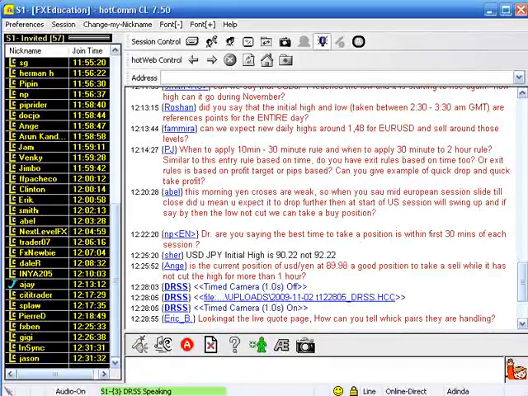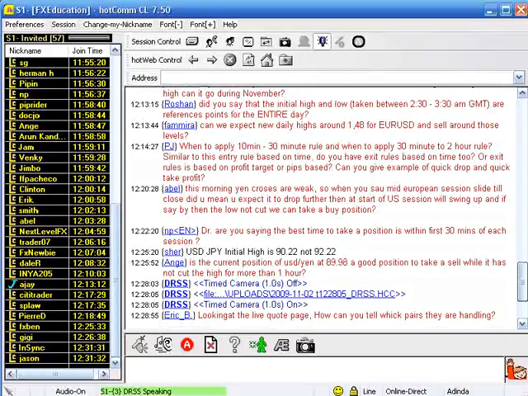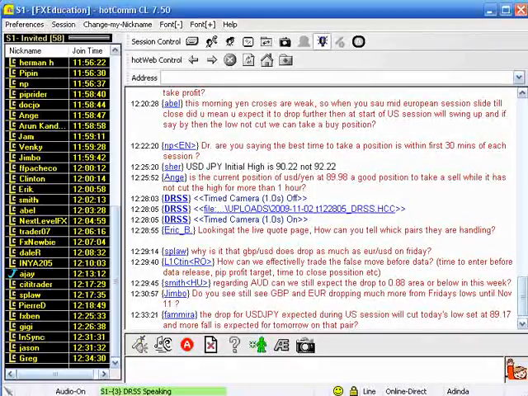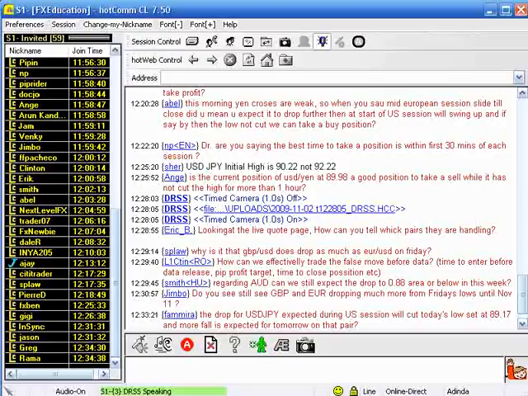This morning the yen crosses were weak, so when you say mid-European session slide till close, did you mean you expected a further drop, then at the start of your session it will swing up, and if the low is not cut, you can take a buy position? In the case of USDJPY or the yen crosses, don't try to take any position now. You wait for the drop, and when they come closer to the low, then you try to take a buy position. So it is simple.